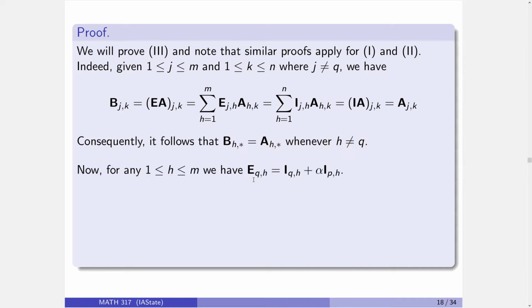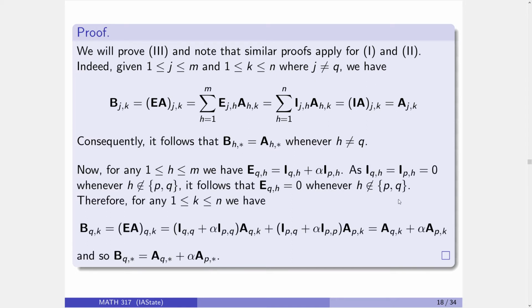Now, in the interesting row, the entries of this matrix are the qth row of the identity plus a scalar multiple of the pth row of the identity. Since this stuff zeroes out whenever h is not p or q, that means the entries of E are all 0 whenever h is not p or q.